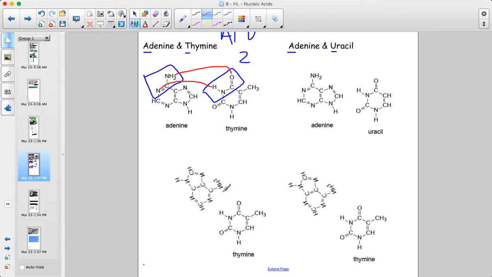So that's drawn down here. Here's the H to that O, and here's this N to that H. Those are the H bonds, which should be drawn as dashes should you try to draw these things on the exam.